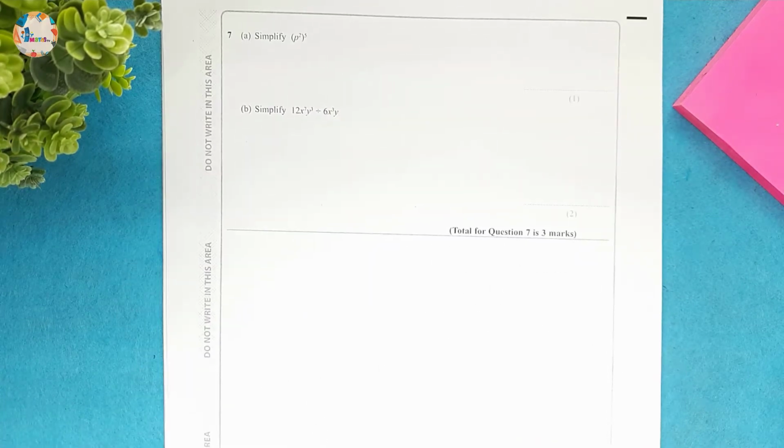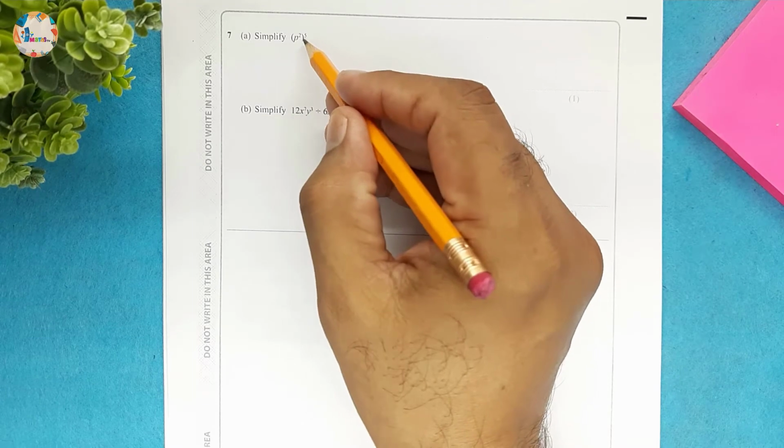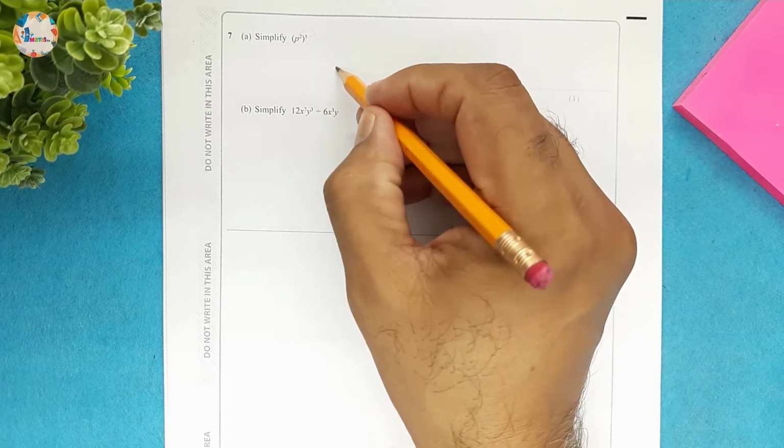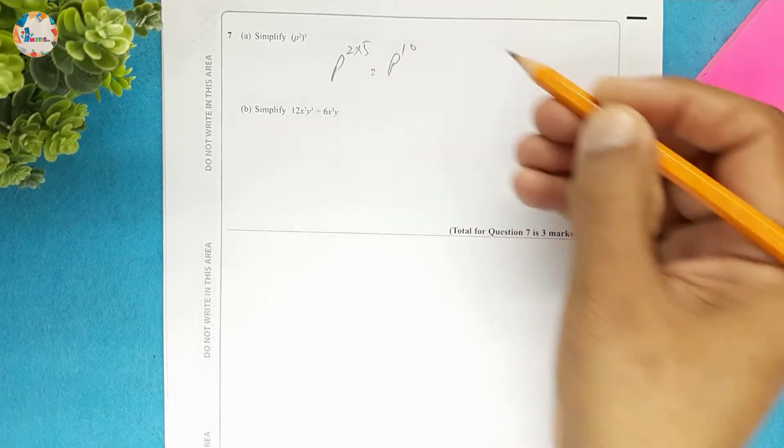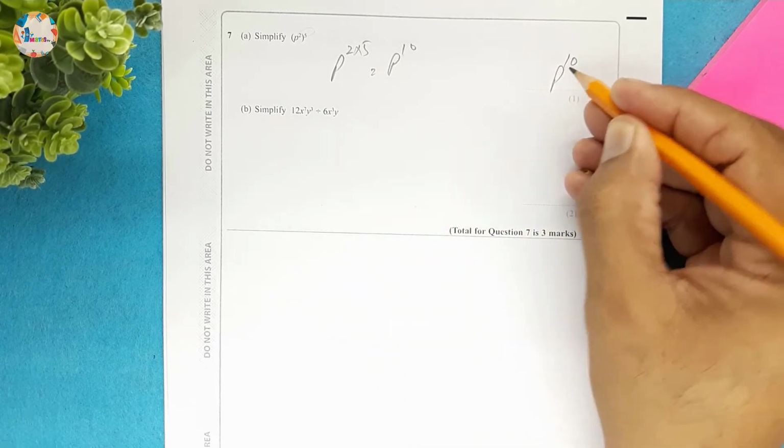Question number 7, we'll have to simplify. Powers will be multiplied. So p, 2 into 5, will be equal to 10. So p raised to the power 10 will be the answer.